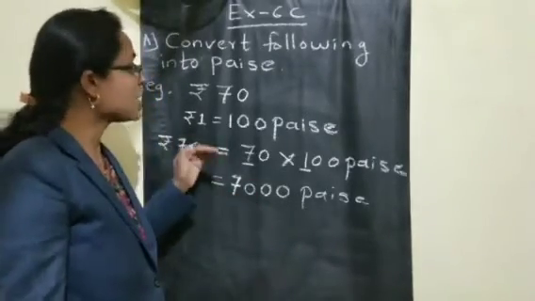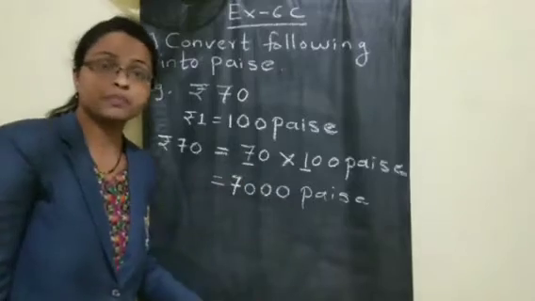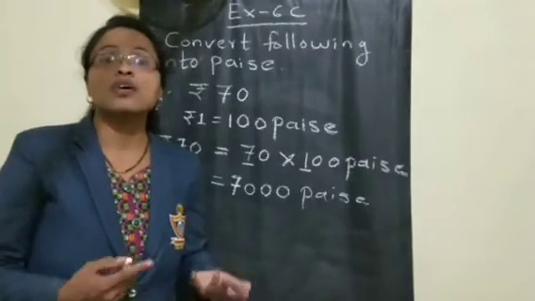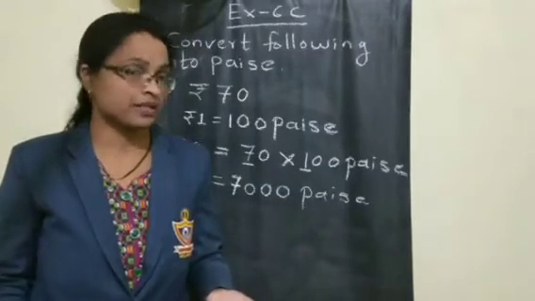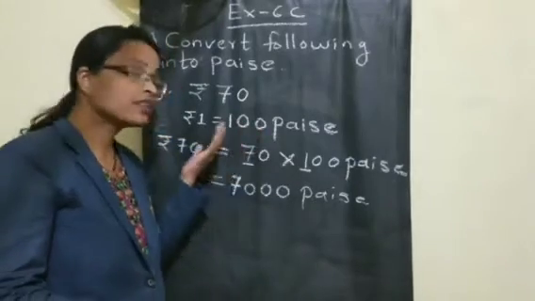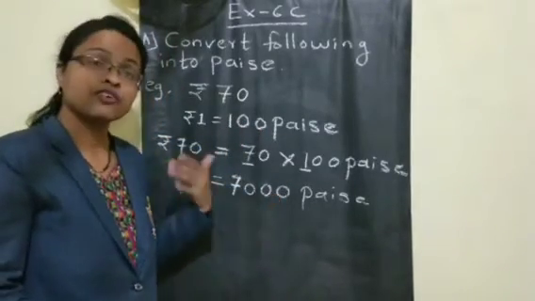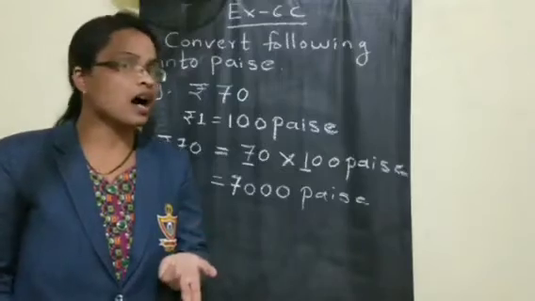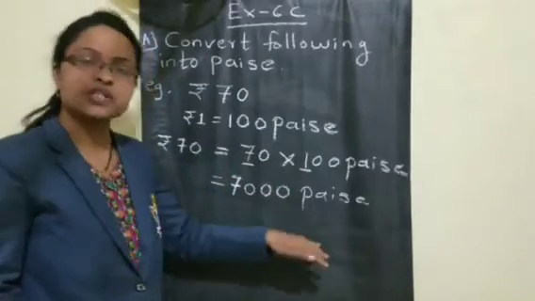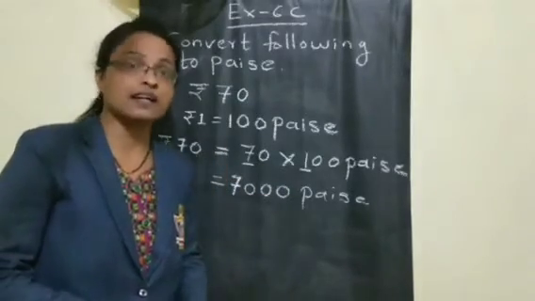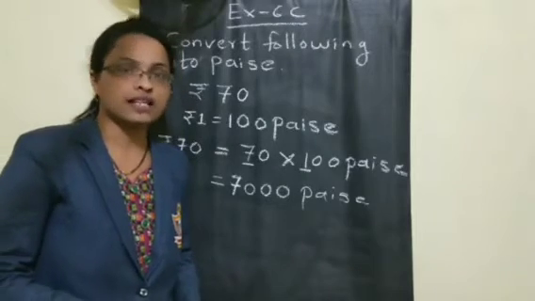Like that you have to convert rupees into paise by multiplying, as we know 1 rupee is equal to 100 paise. So whatever rupees they are giving, we have to multiply by 100 paise. Automatically that rupees will convert to paise. Understanding? Let us try the next example.